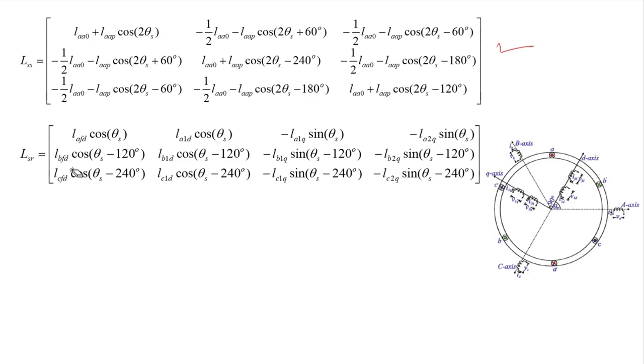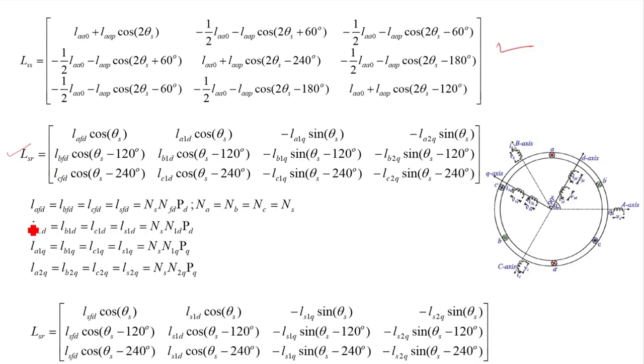Now, with respect to phase B, of course, it is theta s minus 120. So similarly, I can write LBFD cos of theta s minus 120, LB1D cos of theta s minus 120, and minus LB1Q sine of theta s minus 120. Like that, I can write all these expressions for LSR.